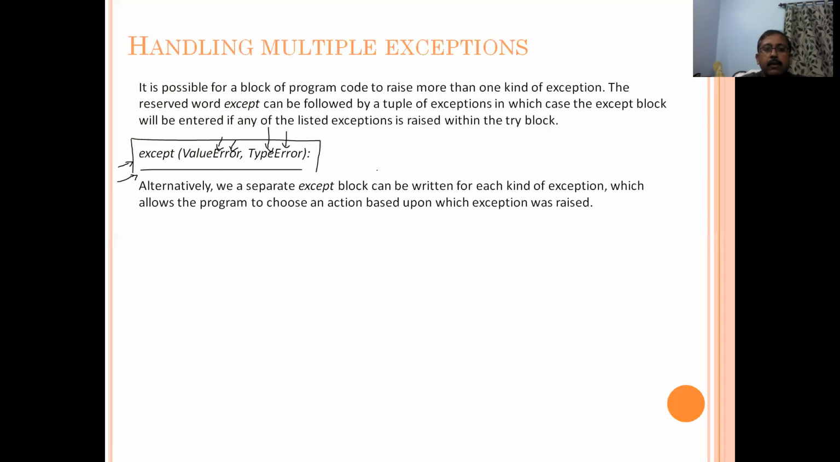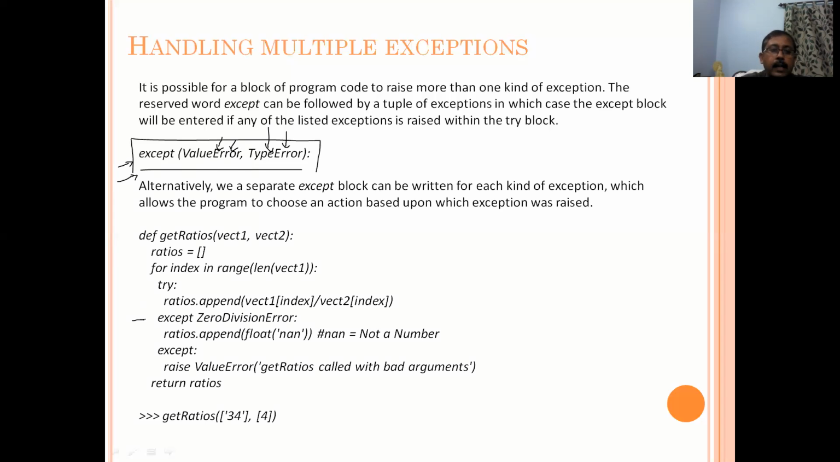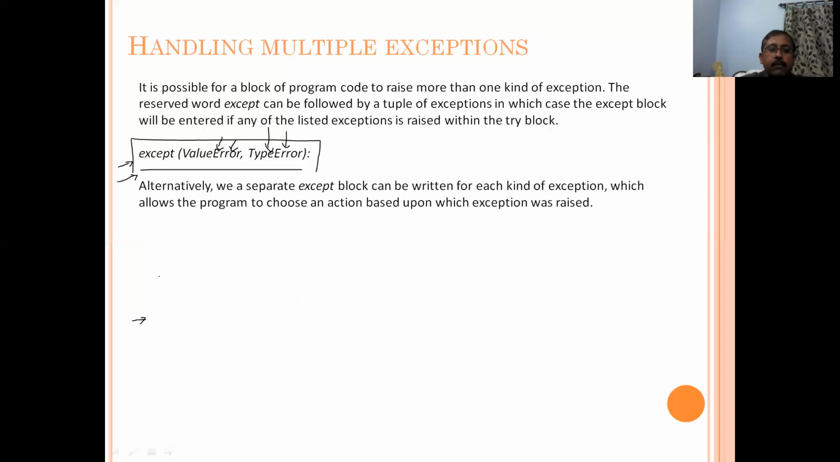That's one way. The alternate way is, we define two except blocks. Say we have the first one as except value error, and for the second we again define an except, and that we have as type error. So both of them have different except blocks defined. This is the way we can handle multiple exceptions in the same try except block.